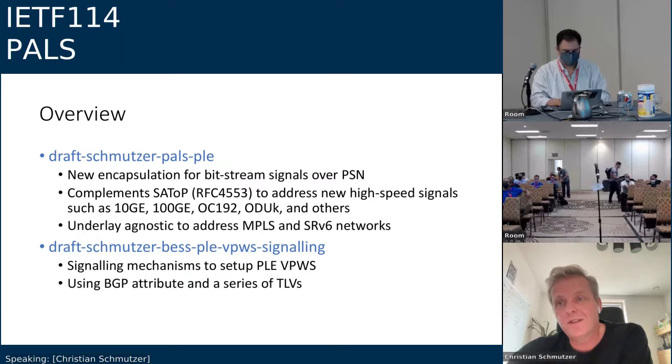This draft is somewhat taking what has been done in the past with RFC 4553 for structure-agnostic transport over packet, and widening the scope to higher speed interfaces like 10 gig, 100 gig, Fibre Channel of various rates, or even OTN or SONET/SDH. Again, the underlay is MPLS, but these days SRv6 is also a suitable underlay.